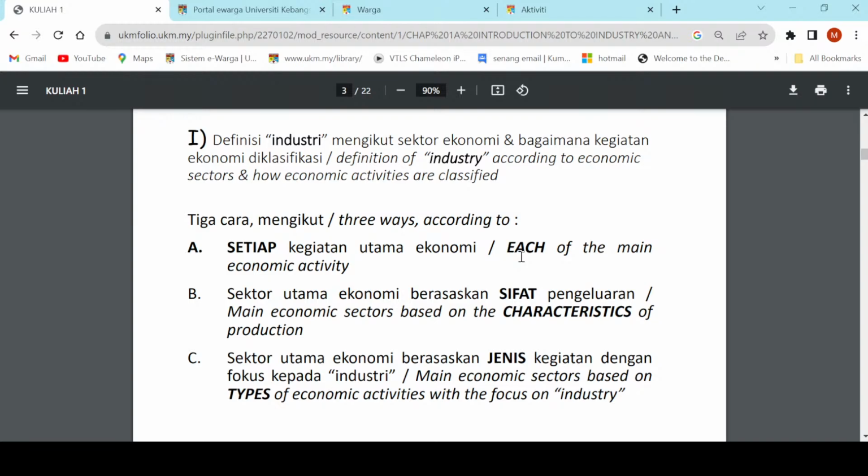So let's go. This is 1A. We are focusing on A now. Number 2, based on the characteristics of production, which I'll explain later. And number 3, based on the types of economic activities with our focus on industry. There are 3 types, each based on characteristics and based on types, which we consider we focus as industry. So first one, this is the one.